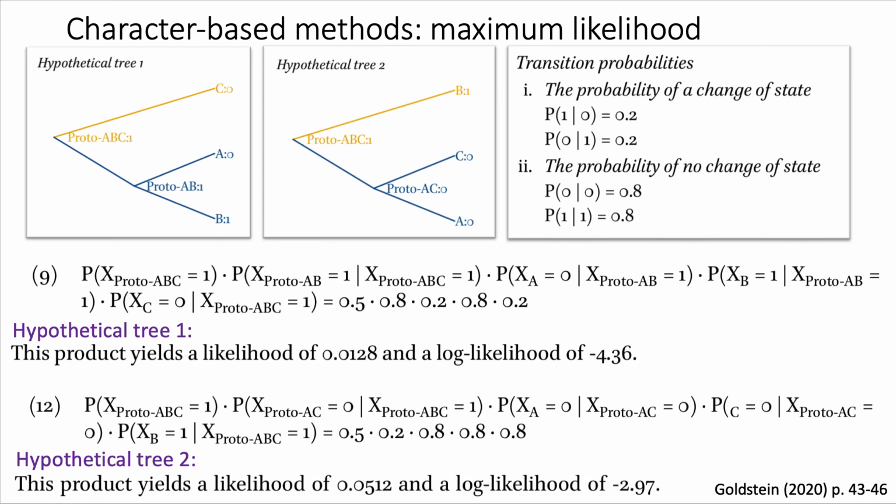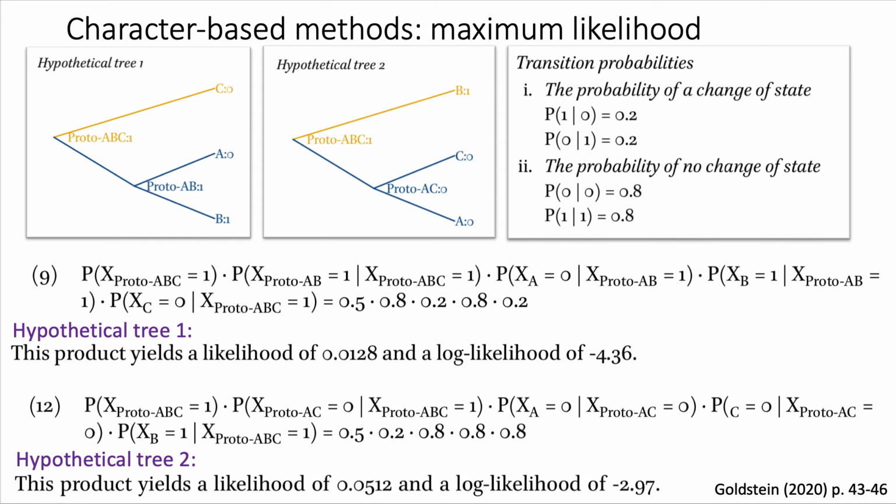The probability of the character data is therefore higher given hypothetical tree 2 compared to hypothetical tree 1. As the calculations reveal, this is because tree 2 involves fewer change events that lower the likelihood. Were we to continue trying different topologies, we would eventually identify the tree that makes the data most likely. And this is a very, very simplified illustration of maximum likelihood estimation.